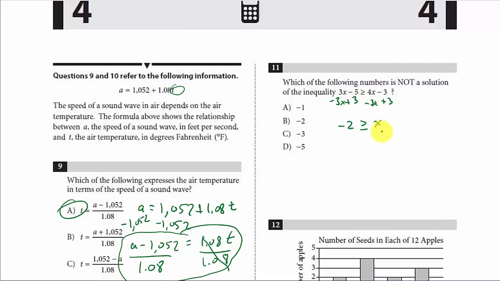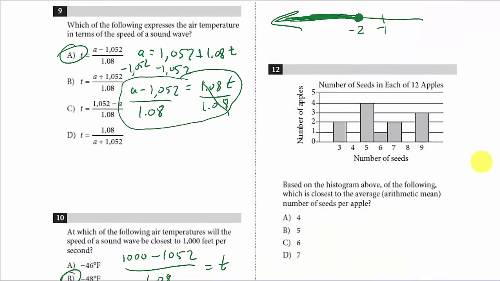Now, let's look at it on a graph. Here's negative 2. If we graph x is less than or equal to negative 2, that would be a shaded-in circle, and it would come back this way. So everything back this way is a solution. Everything from here to the right is not a solution. Negative 1 would be over here, so it's not a solution.